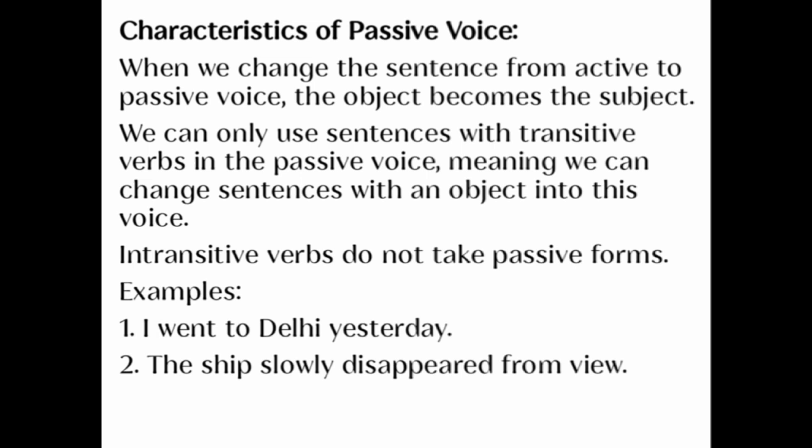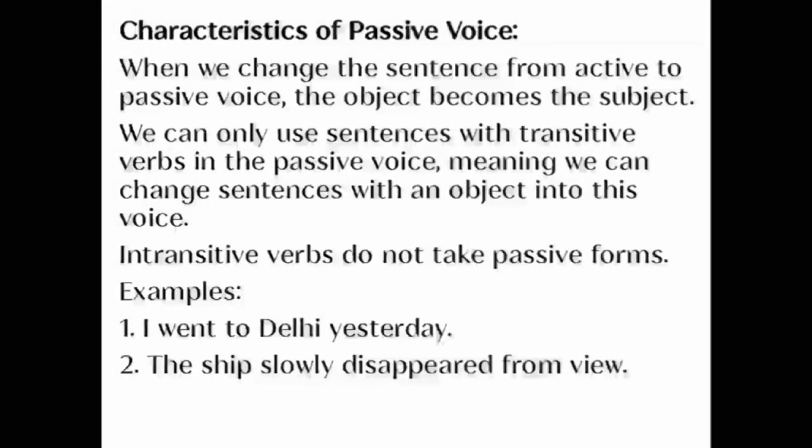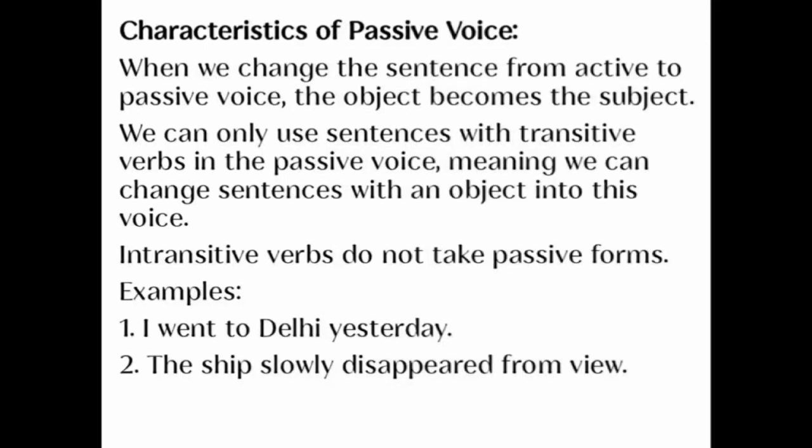Example, I went to Delhi yesterday. The ship slowly disappeared from view. So here we can notice that the change of the sentence from active to passive voice, the object is becoming the subject. And we can use these sentences with transitive verbs in passive voice, meaning we can only change the sentences with an object into this voice.